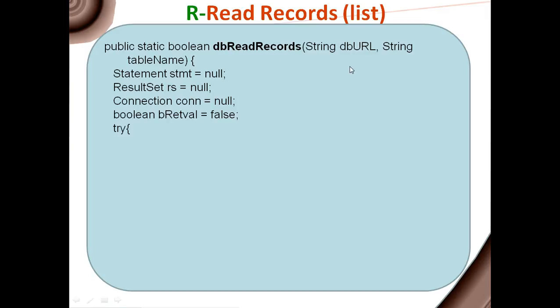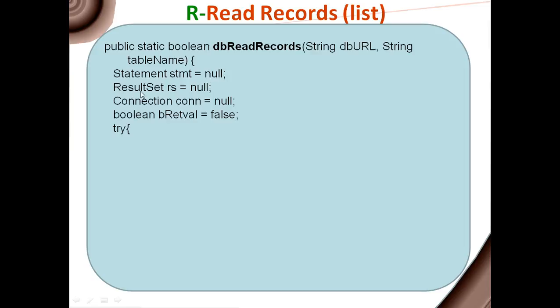In that, it's going to take two parameters. One will be the URL of the DB and then the name of the table. Then we have created references for these different classes. One is the statement, which is part of the MySQL connector jar file. That's why we have imported java.sql.star. So this statement is equal to null.